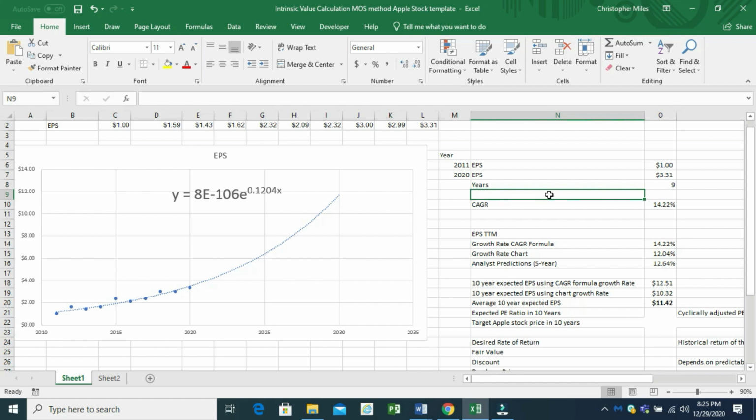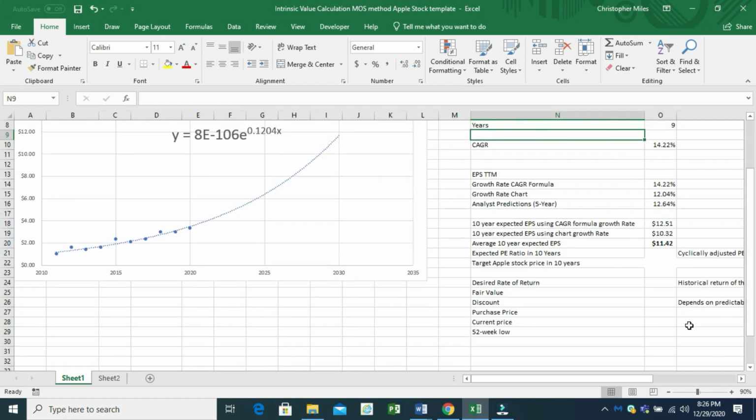So we're looking at using about a 12% growth rate. So we could expect our PE somewhere between 20 and 24. But I'm going to be a little bit more conservative. We're going to use 20 as the PE ratio. So I'm just going to insert 20 into here.